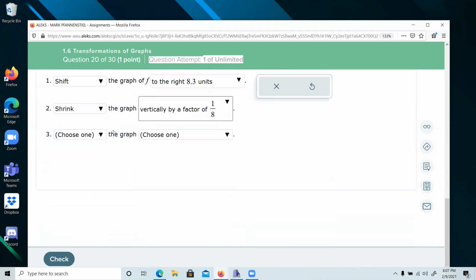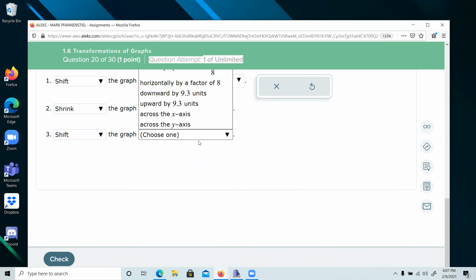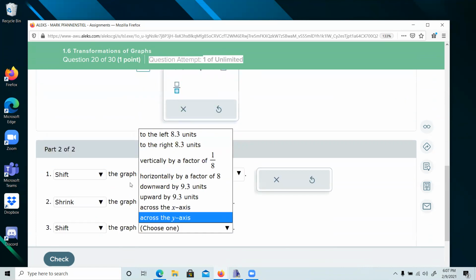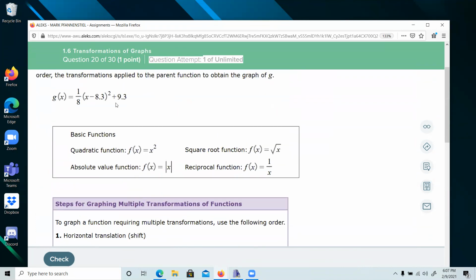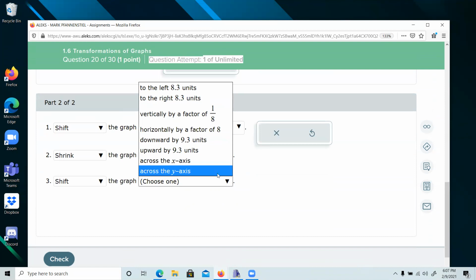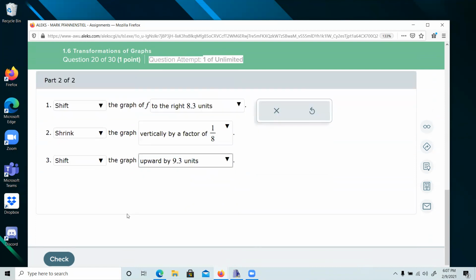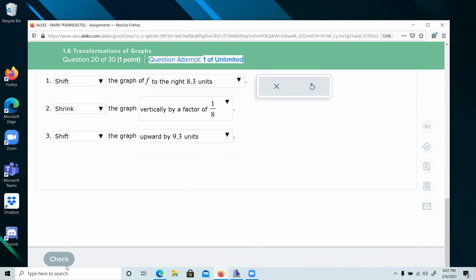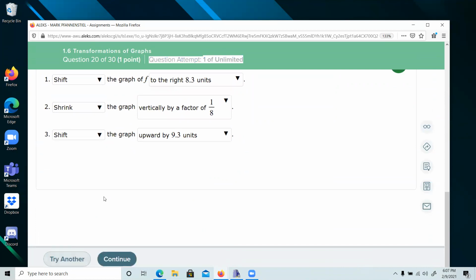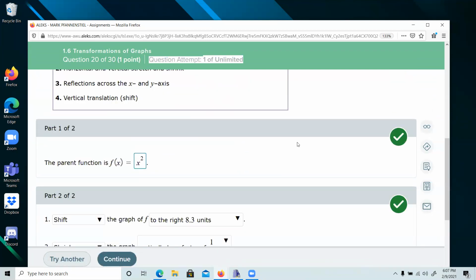And then what do we have left? Then we're going to shift. We're going to look for the y, upwards or downwards. And is it upwards or downwards? It looks like it's up. It's positive. So we're going to shift upwards by 9.3 units. And hopefully none of this makes a liar out of me. So there we have some transformation. That was a tough one.